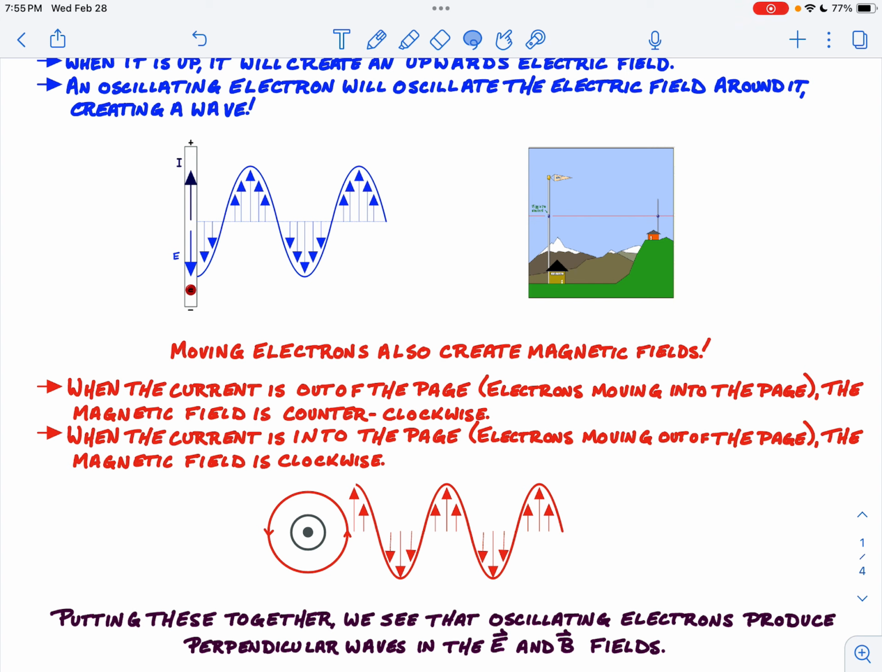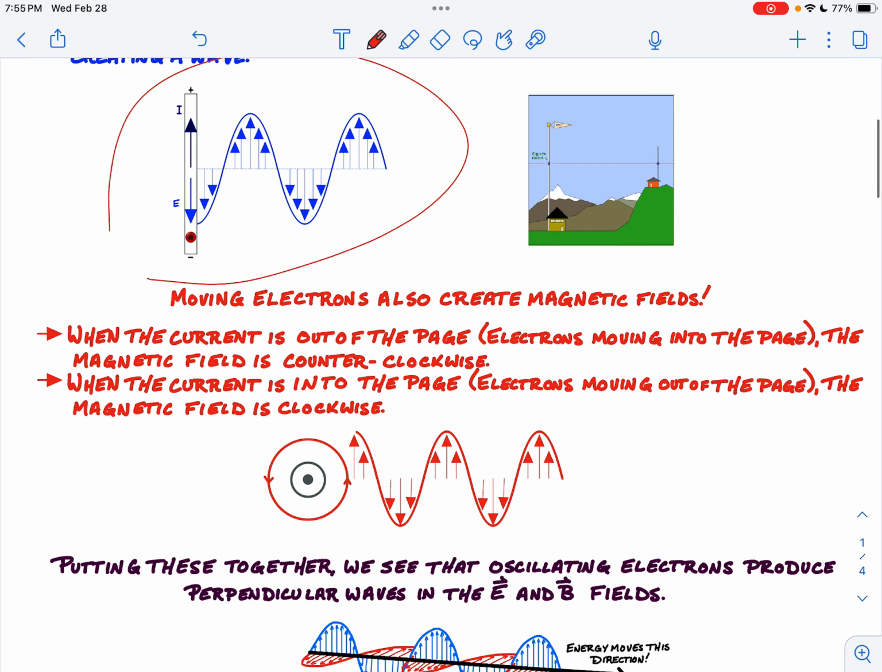And if you think about it, if that wire, instead of being arranged into and out of the page, was arranged vertically, like the wire up here in this blue picture, then you would see an up and down electric field and an into and out of the page magnetic field. That means that the electric field and the magnetic field that were created by the moving electron are perpendicular to each other. Now, here's the really crazy thing.